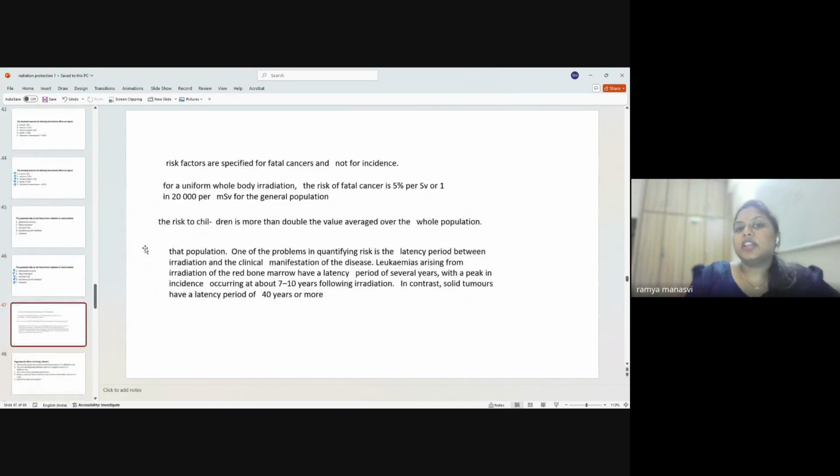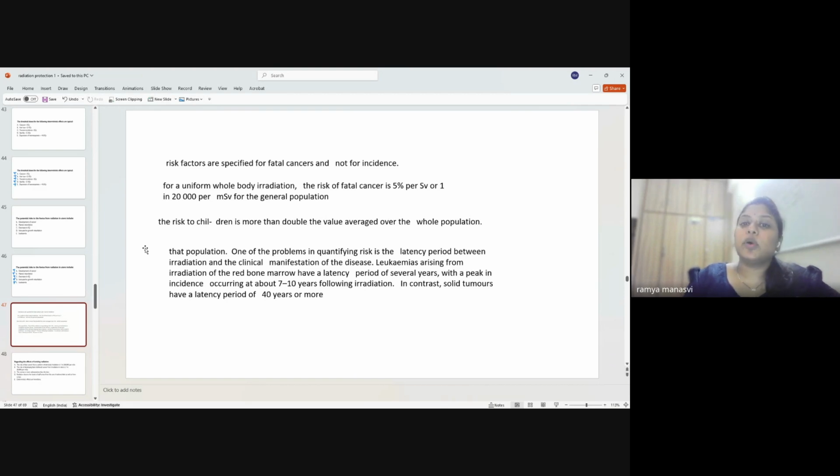So the risk factors for fatal cancers are specified, and it is for the fatal cancer, not for the incidence, whatever risk factors we're talking about, because incidence is variable with so many other variables as well. So for a uniform whole body irradiation, the risk of fatal cancer is 5% per sievert or 1 in 20,000 per millisievert for the general population. So the risk is more for children, as we have discussed, than for the whole population.